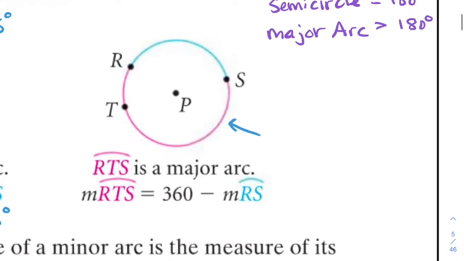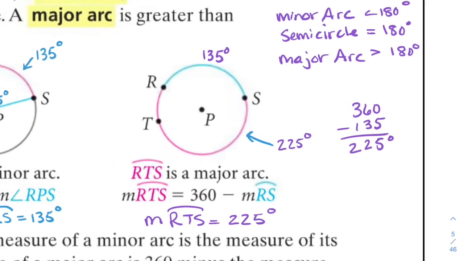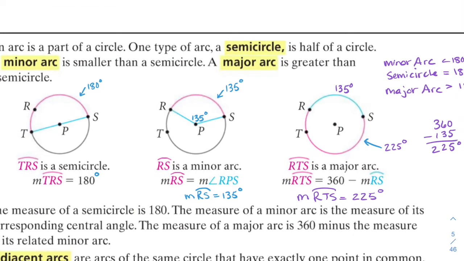So if I want to define this, well, I know that this arc is 135 degrees, so I could do some algebra. 360 take away 135 is 225 degrees. So the measure of arc RTS is 225 degrees.